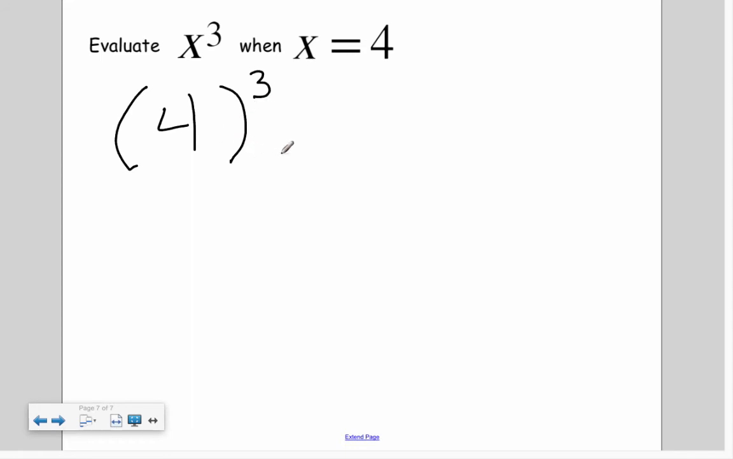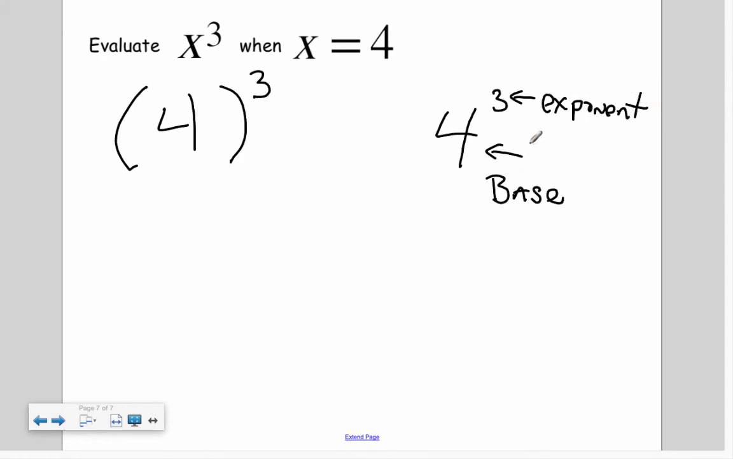A little review of exponents. We call the number here the base. That's the base of the exponent, and we call the 3 the exponent. The whole thing is also called a power, or sometimes we say the power of 3. So you hear exponent and power used interchangeably a lot. Really, 4 is the base, and exponent or power refers to the number up here.